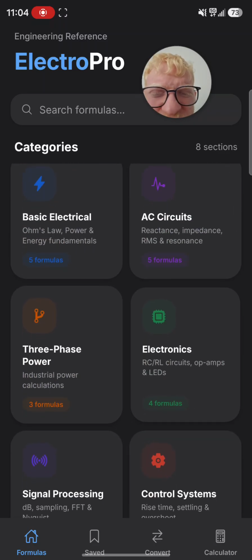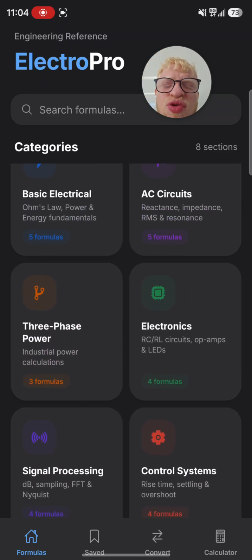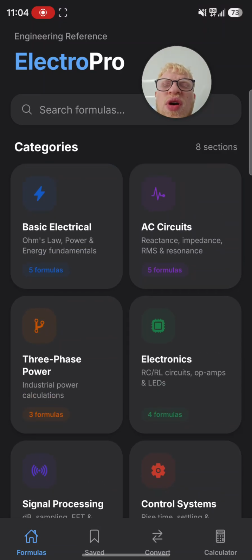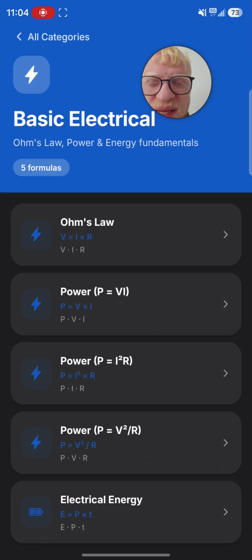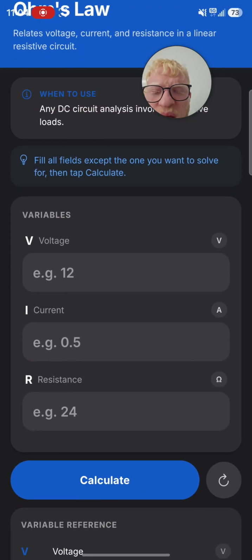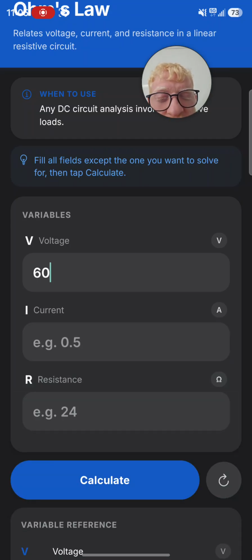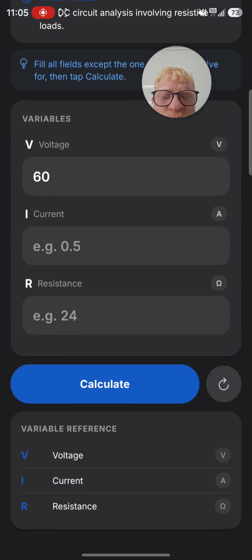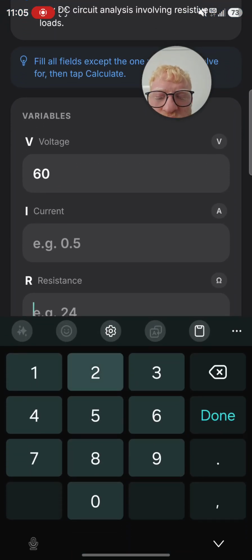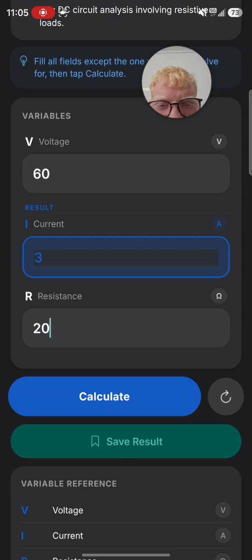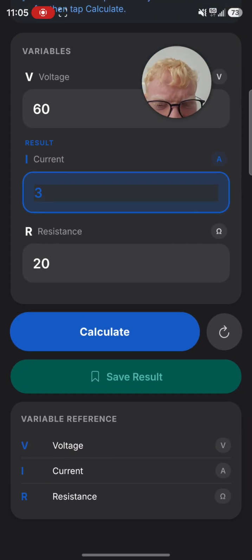Now I'm going to go into the main part of why I developed this. The reason I developed it is to help students, or those in the electrical engineering profession, convert values using formulas without needing to calculate by hand. For example, one of the most basic ones is Ohm's law. So we know V equals IR. If we have a voltage of 60, for example, and we don't know the current, but we know the resistance is 20, and then we click calculate, it calculates that in this case the current is equal to 3 amperes.